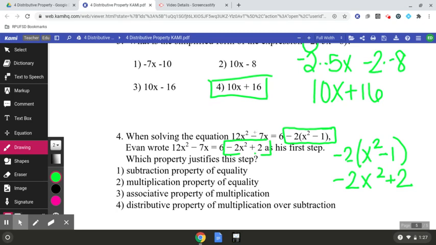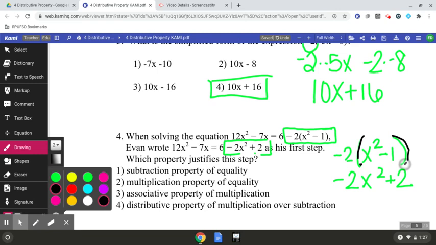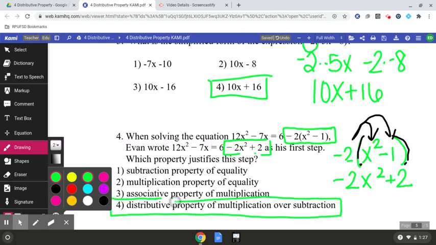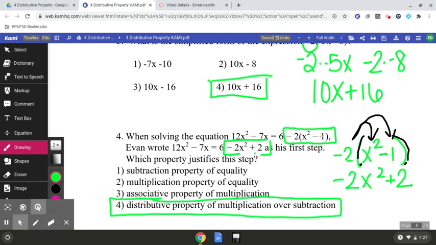If you do it like that, you can see that what they did was, again, get rid of these parentheses by distributing. Negative 2 times x squared is negative 2x squared, and negative 2 times a negative 1 is a positive 2. So again, we are seeing the distributive property of multiplication, and it's over subtraction because this is subtraction.